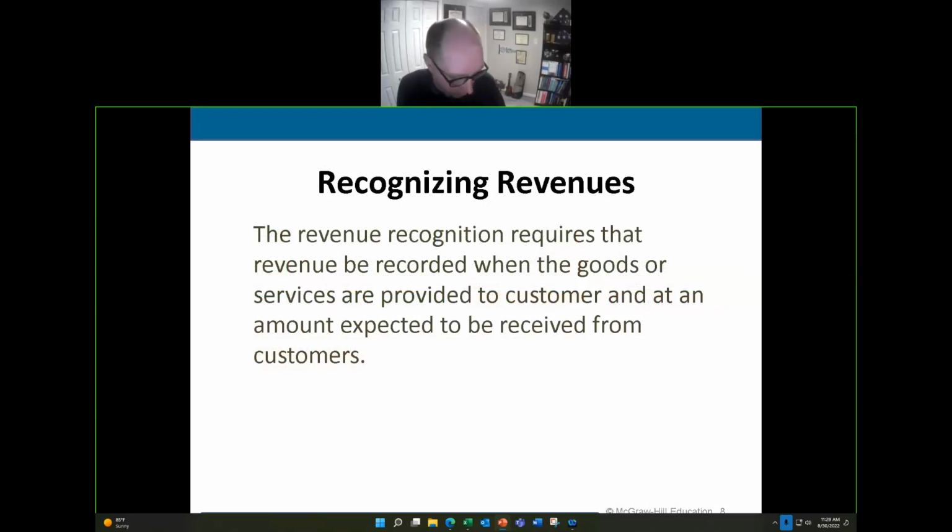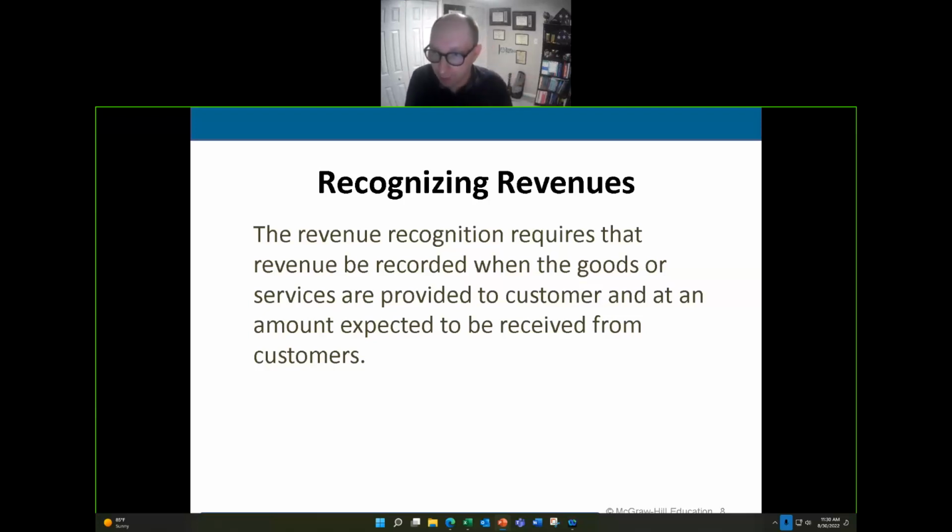Recognizing revenue is so important. That's when we recognize the sale. Okay. Last week, we talked about this briefly. This is the revenue recognition principle. According to the revenue recognition principle, we record revenue when we have delivered the good or the service to the customer at the expected amount we expect to receive from the customer. That's the revenue recognition principle.